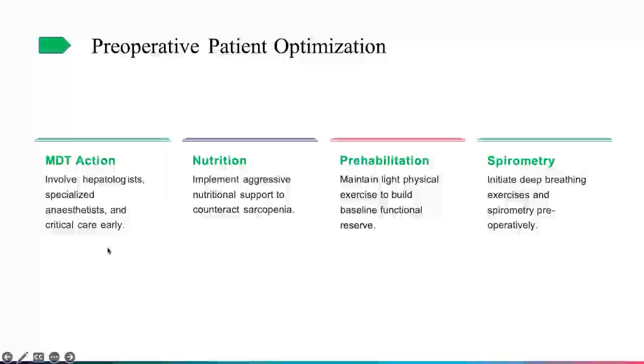So how do you optimize these patients? Obviously, it should always be by a multidisciplinary team, which involves hepatologists, specialized anesthetists, critical care specialists, and nutritionists, depending on the patient. Nutrition optimization plays a major role, right? By optimizing nutrition, we can help with sarcopenia and frailty, and we can increase the albumin level, which has a good impact and a good outcome for the patient. Rehabilitation-wise, we usually ask them to maintain light physical exercise to build up a baseline functional reserve, and also incentive spirometry and breathing exercises to help with ventilatory function.